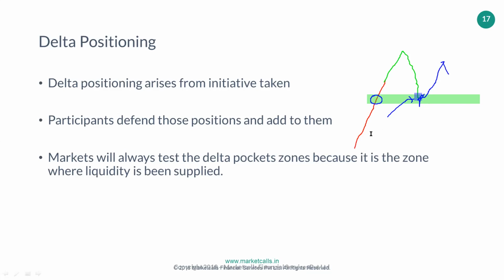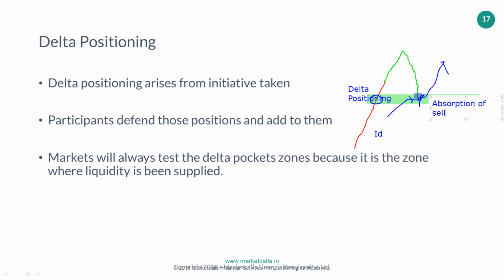So here is an initiative drive. I'm going to call this an ID, initiative drive. In this initiative drive, you're going to see a delta packet positioning here. Interested parties are going to position themselves in this band. And at the same location, you're going to see an absorption. Signs of absorption. Absorption of what? Absorption of the selling activity.